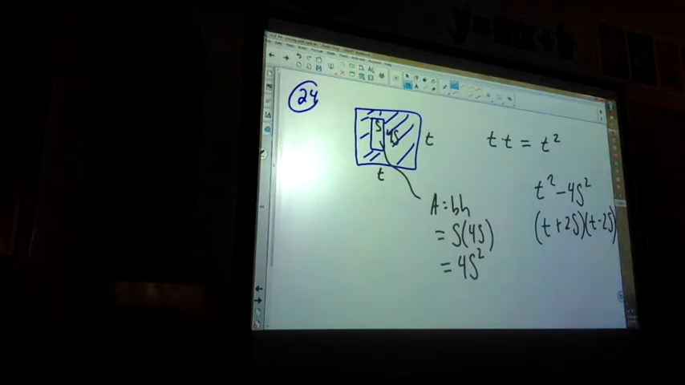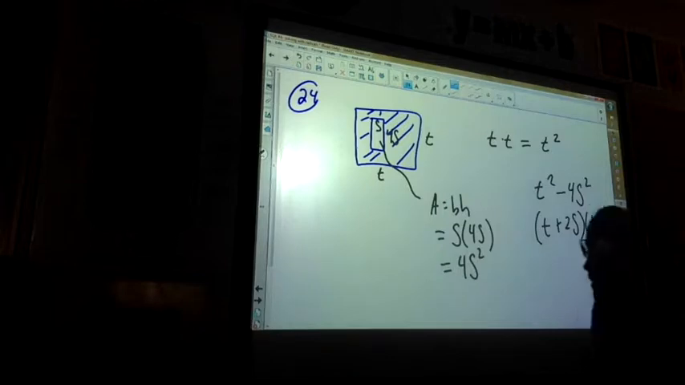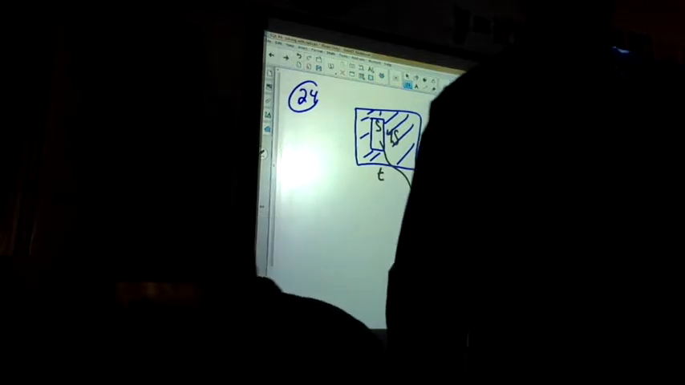All right, if you would, pass forward your homework. If you've handed in any other assignments as well, that's fine too. Make sure your name is on anything you hand in, though, please.